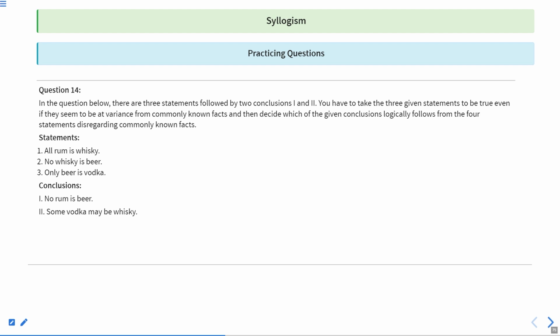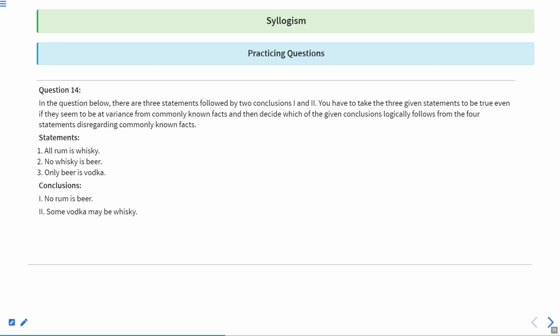Now, even if this statement doesn't make any sense to you, you still have to assume that this statement is correct. And based on these statements, you have to derive a logical conclusion based only and only on these statements. My dear friends, आपको पता होना चाहिए कि जब हम भी सिलोगिज्म के क्वेश्चंस को सॉल्व करते हैं तो जो भी स्टेटमेंट दिया जाता है, we have to consider that statement to be the correct one.